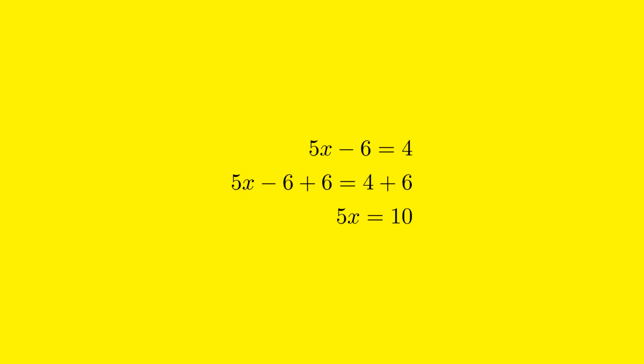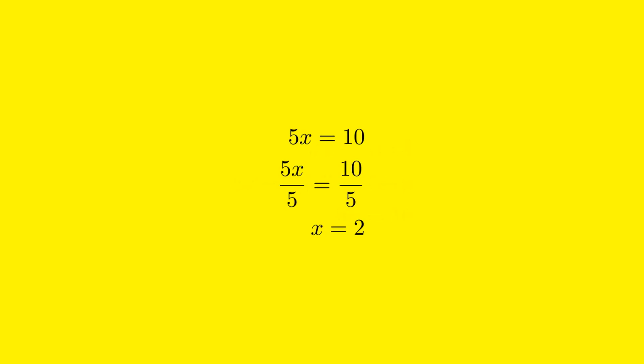Simplifying both sides, we get 5x on the left side because minus 6 plus 6 equals 0. On the right side, 4 plus 6 equals 10. Therefore, after performing this step, the altered equation is 5x equals 10. This completes step 1, where we successfully isolated the term containing the variable x.